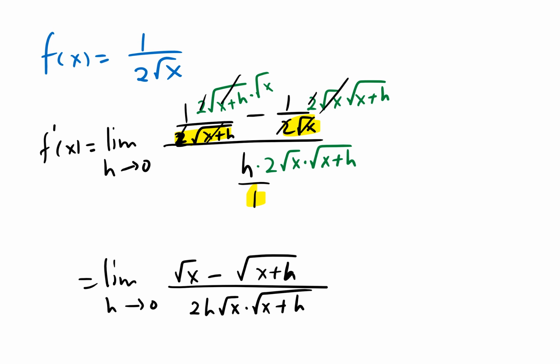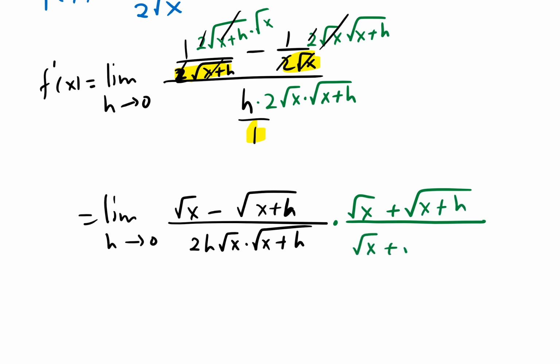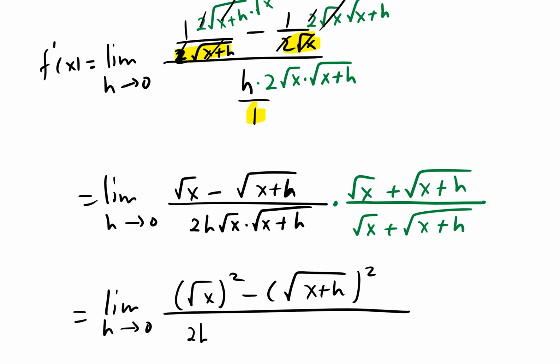So what do we have to do in this case? Here we need to rationalize the numerator. Multiply top and bottom by the square root of x plus the square root of x plus h. So what do we get here? Limit as h goes to 0. The top one, we take the first one, you square it, minus the second one, and you square it. Keep this the same. And this, the square root of x plus the square root of x plus h, like that.